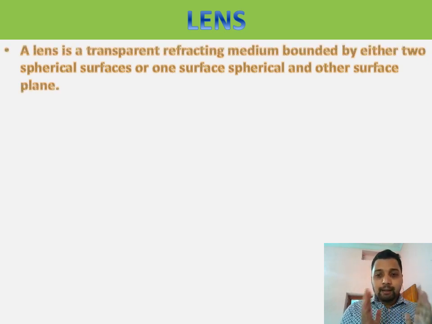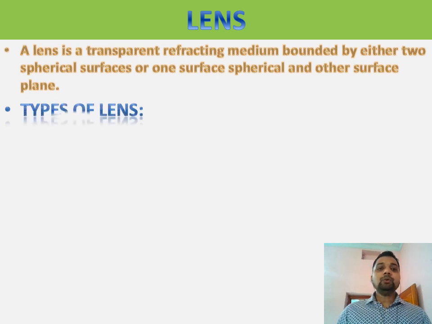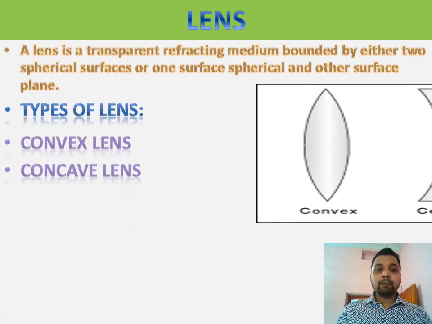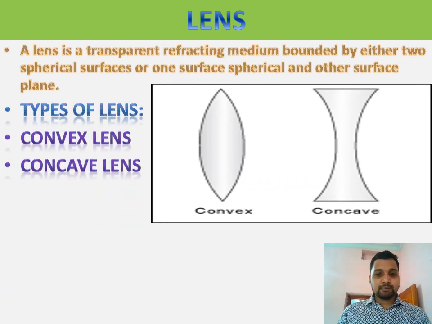A lens is bounded by two surfaces and is a closed surface. One side plane and the other spherical is also possible. Both sides spherical is also possible. And a lens may either converge the light, bringing it inside, or take the light outside. Depending upon that, lenses are divided into two types: one is called the convex lens and the other is called the concave lens.